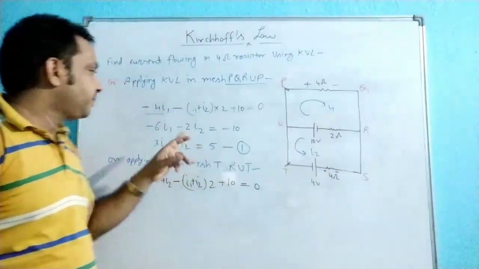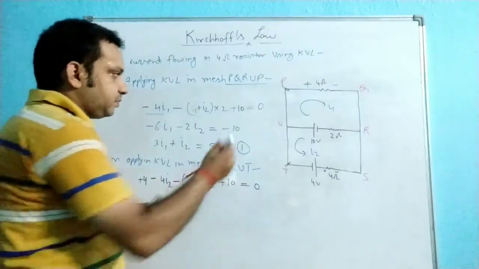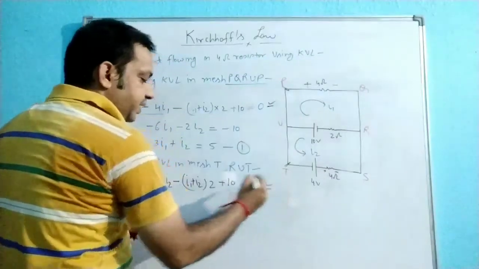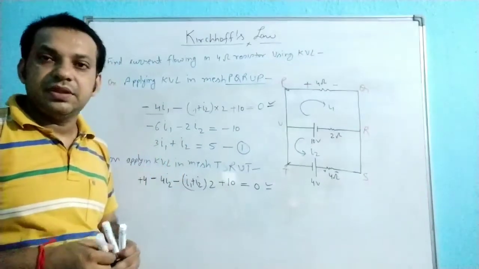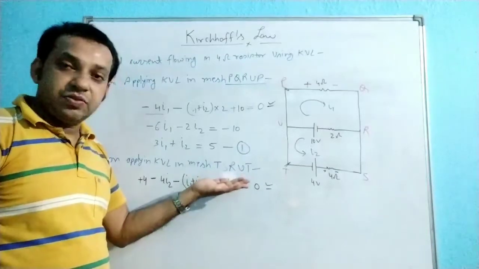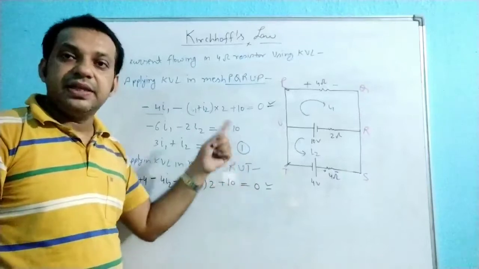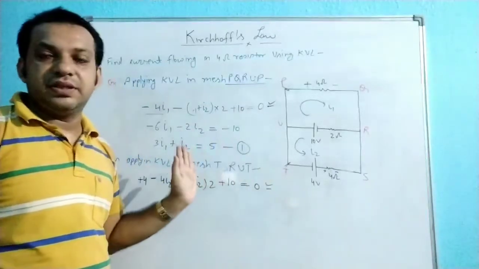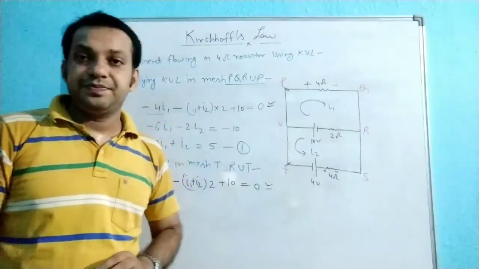You can see here, in both the expressions, whenever there is an I into R, every time there is a minus sign there. Right? So if you are following this procedure, whenever you are taking the mesh in the direction of the assumed current, every time you are taking the minus. So you should not check every time whether it's a loss of potential or a gain of potential.